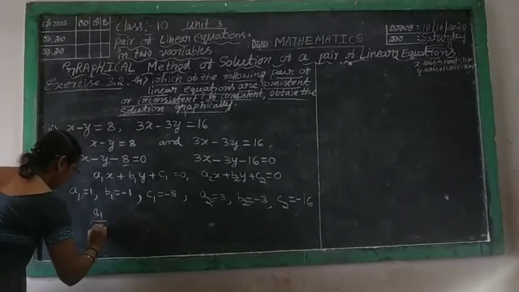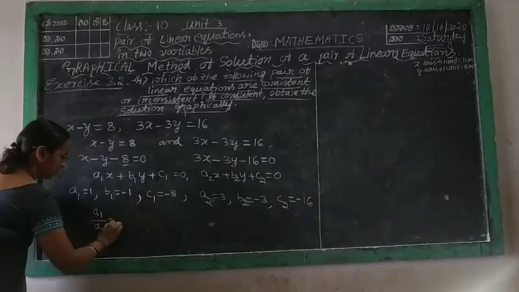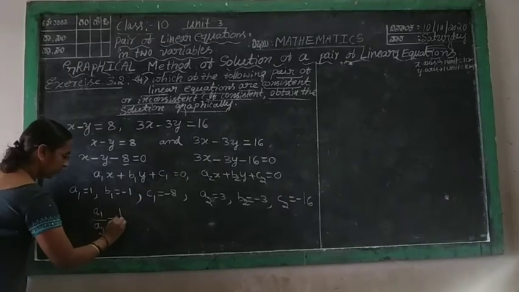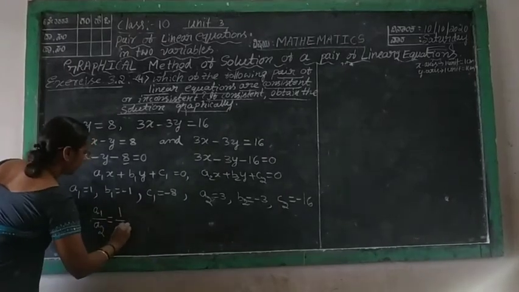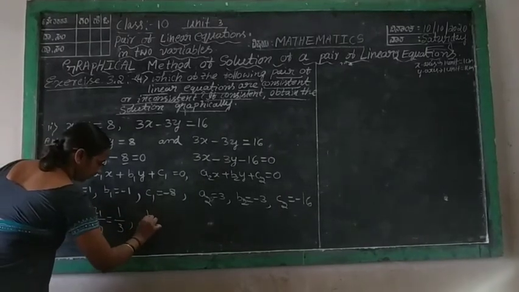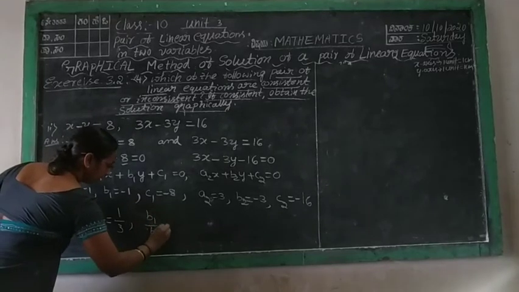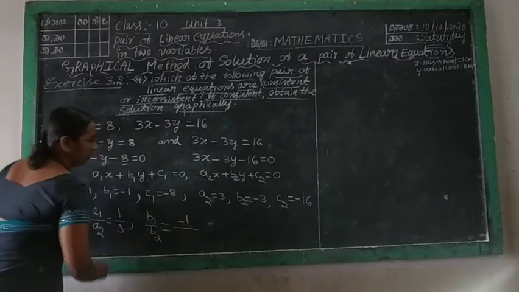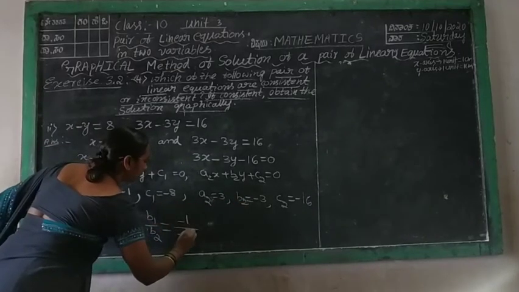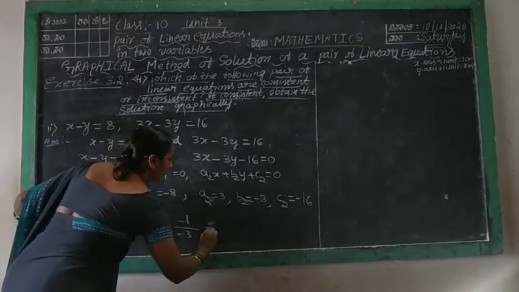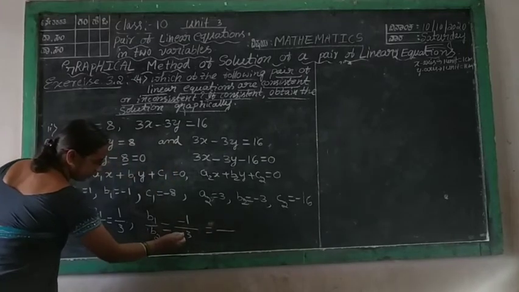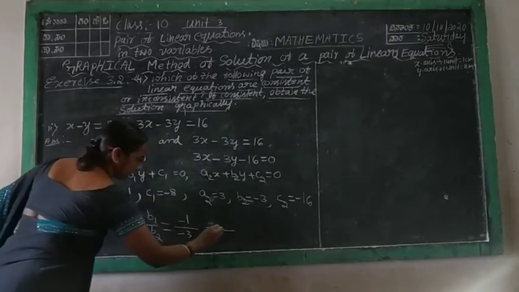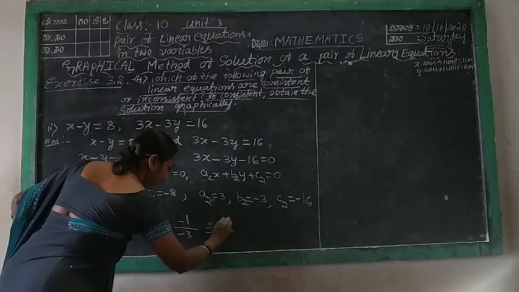a1 by a2 is equal to 1 by 3. Then b1 by b2 is equal to minus 1 by minus 3. Minus and minus multiplied changes to plus, so it is 1 by 3.